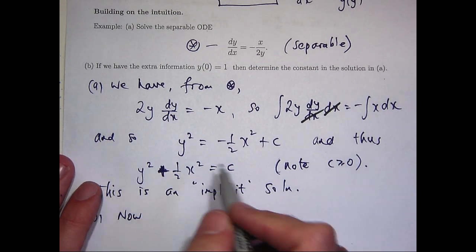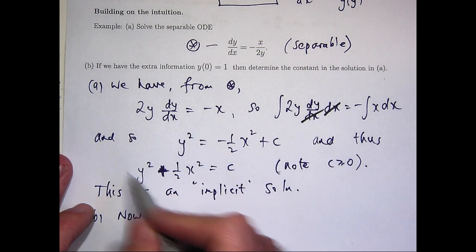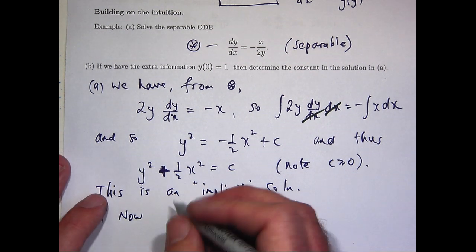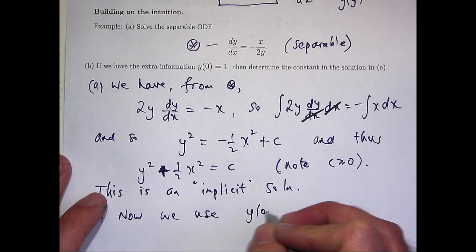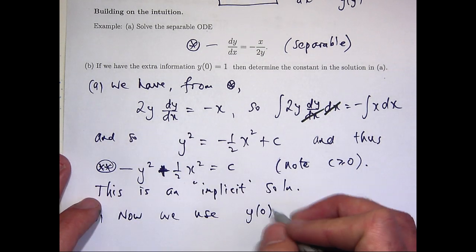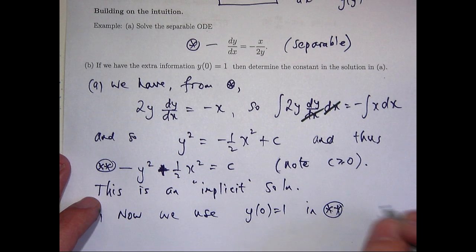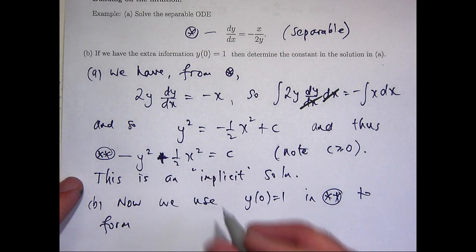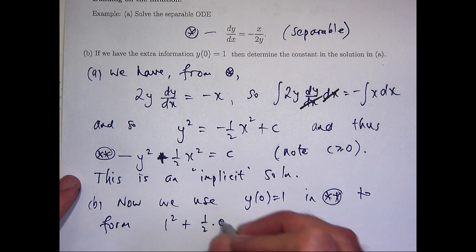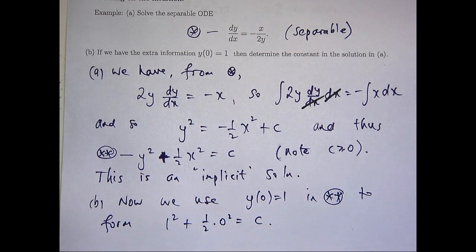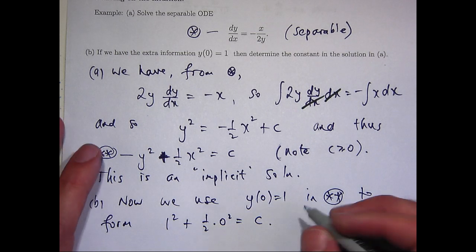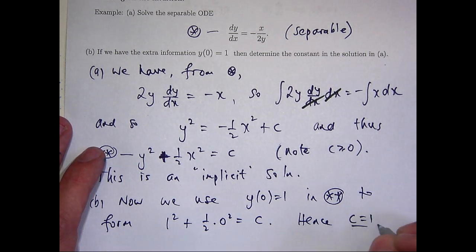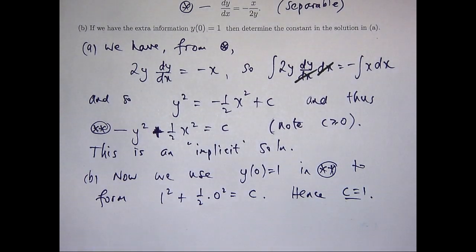So if I plug in x equals 0, y equals 1 in here, let's call this double star, I get 1 squared plus a half times 0 squared equals c. So what should my constant of integration be? Well, it should be positive 1. But I'm still not quite satisfied with my solution.